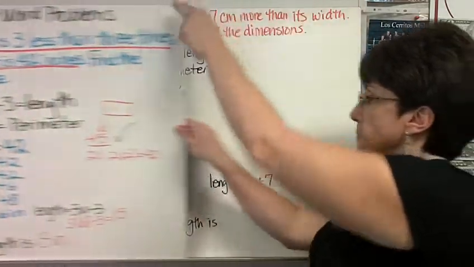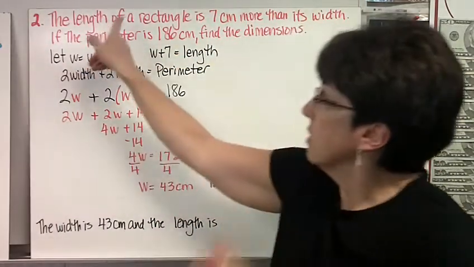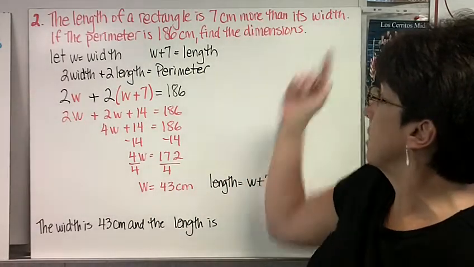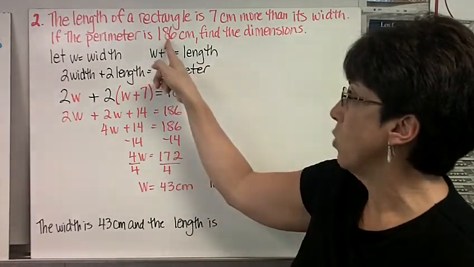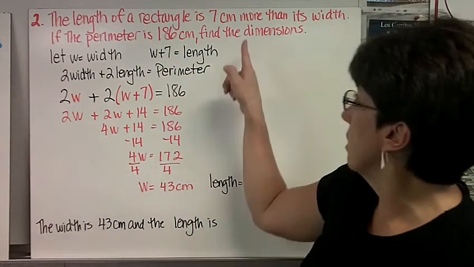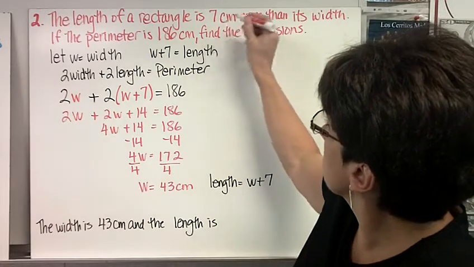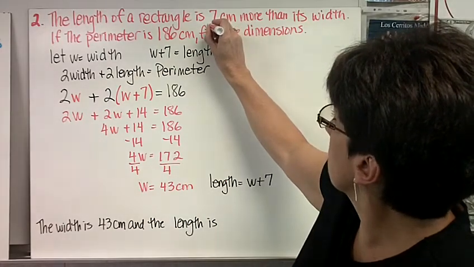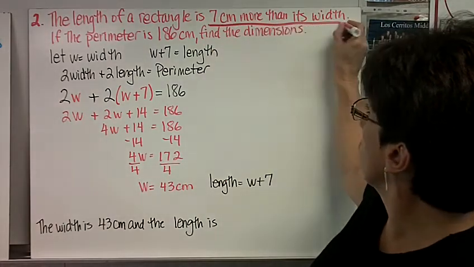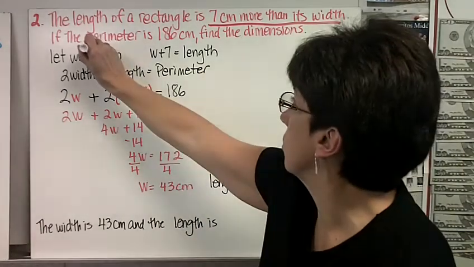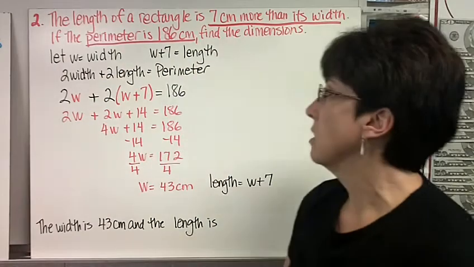One more example. The length of a rectangle is 7 centimeters more than its width. If the perimeter is 186 centimeters, find the dimensions. Okay? So I have a red pen, so it's not going to show up as much. But the length is 7 centimeters more than the width. So I'm going to underline that. And the perimeter is 186 centimeters.